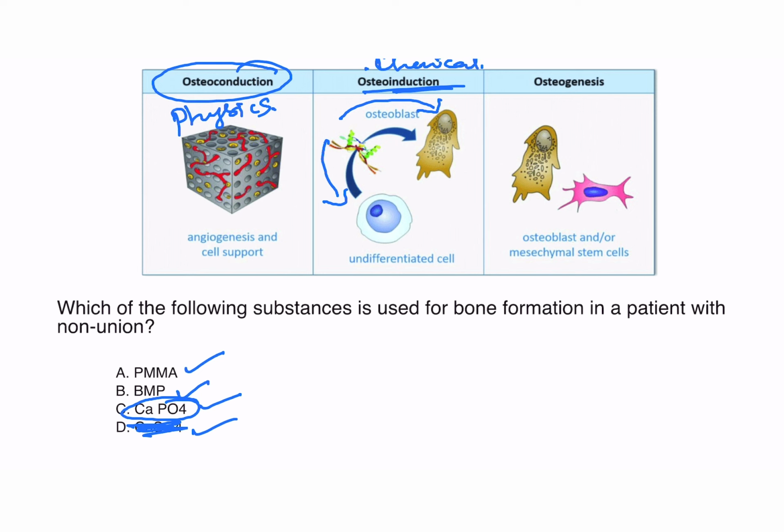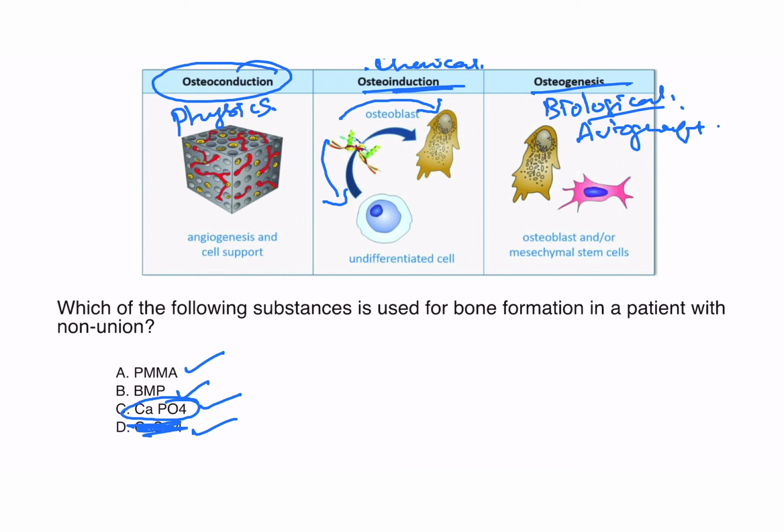And what is osteogenesis? Osteogenesis means you are putting the cells as such, which have the ability to produce new bone. Which means your graft has osteoblasts, osteoclasts, and osteocytes, something like an autograft from your iliac crest and things like that. So that is osteogenesis. That's a biological principle.